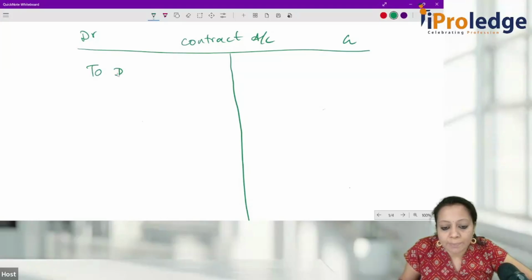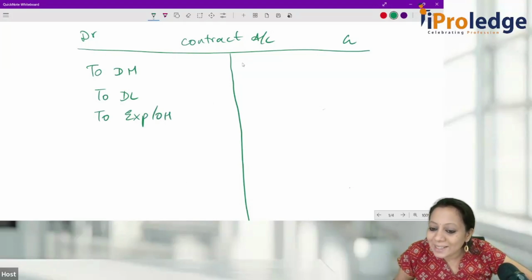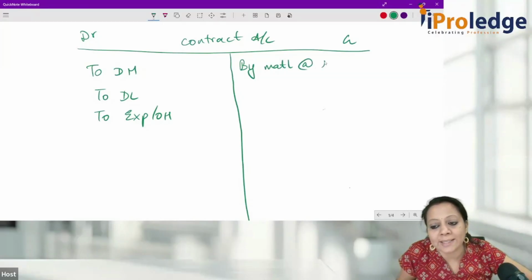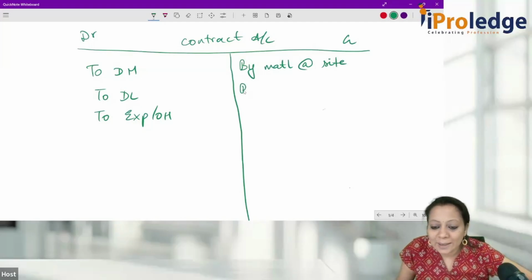So that is how we are going to do, that is what I'm going to tell you now. So it is going to be whatever direct material, direct labor, expenses, overheads, all this you will write in the debit side. Then here you will have materials returned or materials at site, meaning it is still with you in the construction site. Then whatever is the balancing figure will be by cost of construction or by total cost also you can write.